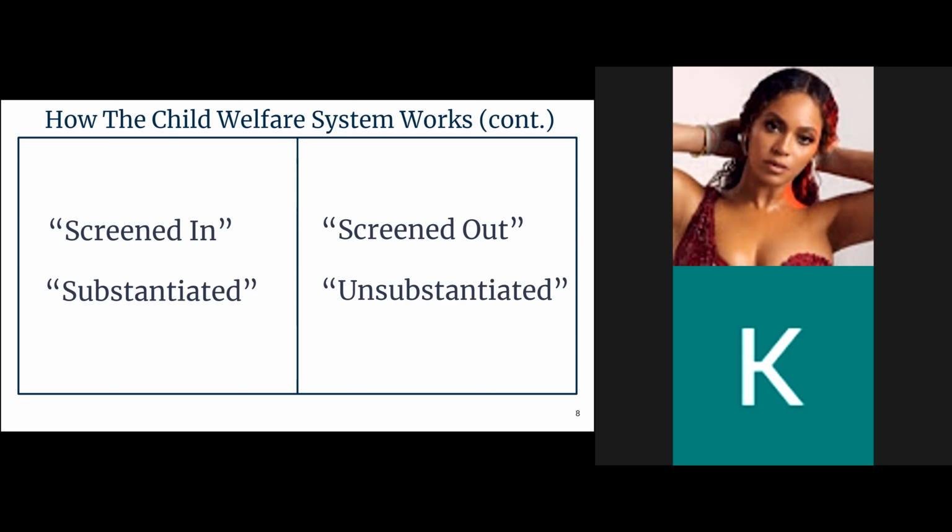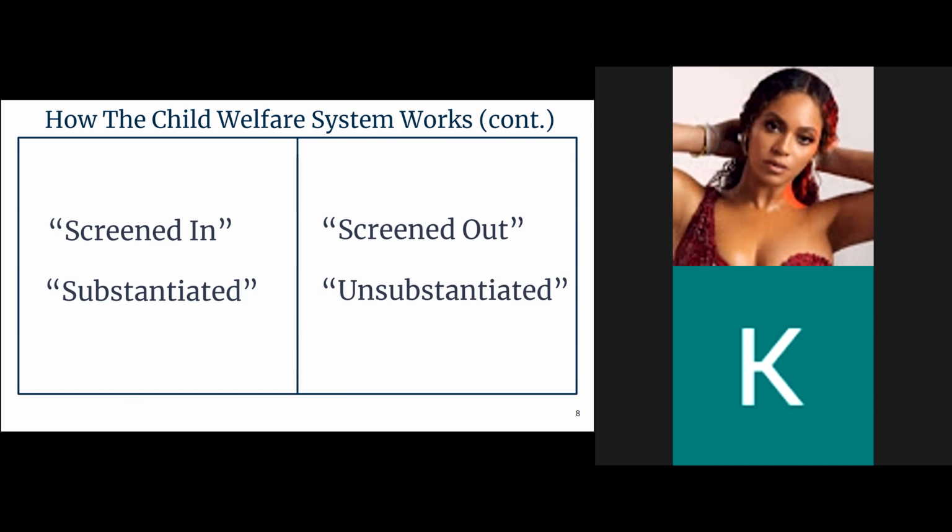These reports of possible child maltreatment are received by the CPS and are either screened in or screened out. Reports that are screened in have enough information to warrant an investigation. Reports that are screened out don't have enough information, or the information that was reported doesn't meet the state's legal definition of neglect or abuse.